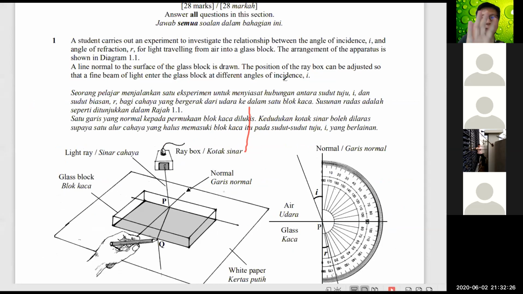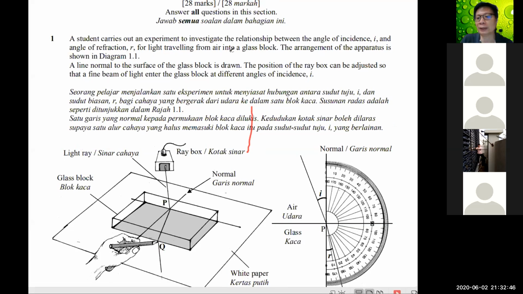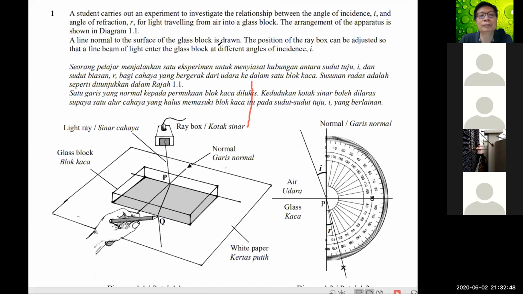Okay. Read the question first. When you are in the exam, the first thing is, I know the question is very long, but you must read, don't skip. If you skip and don't read, you may miss out something, you know. You must read, even though the question is long, please read the question, okay? All right. Read and then go and underline it.